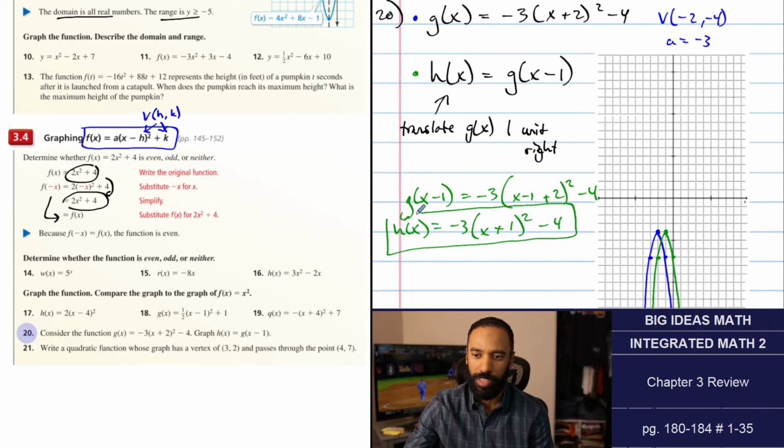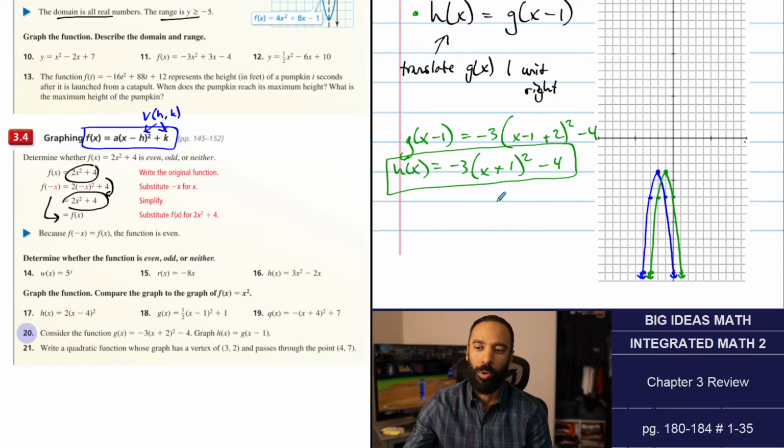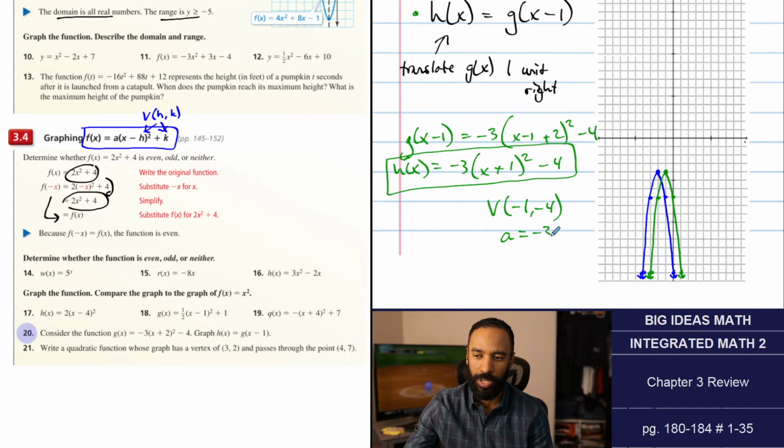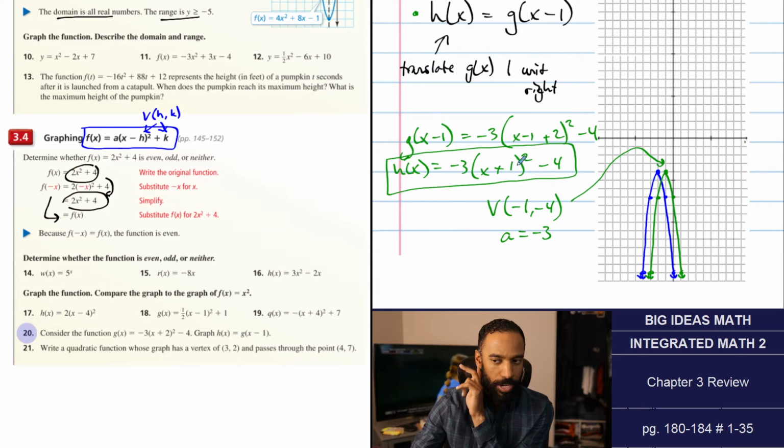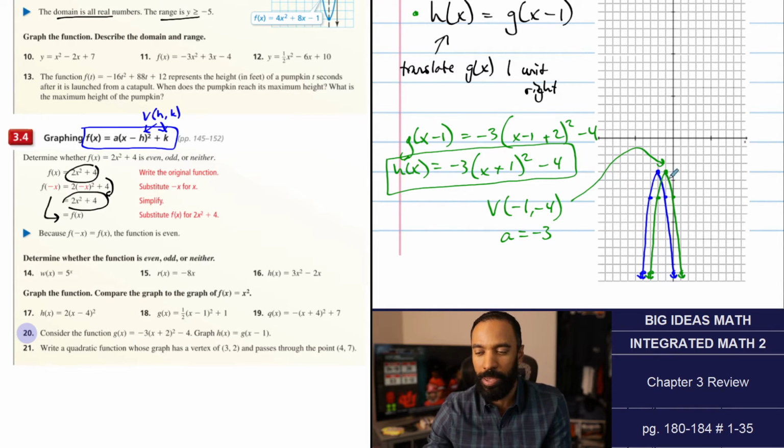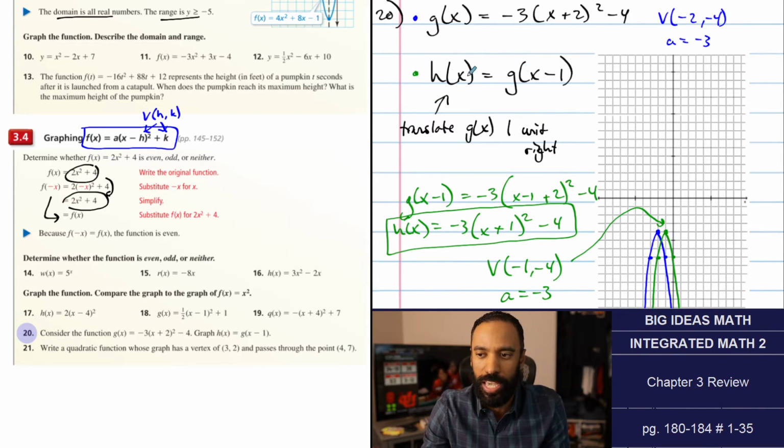Now here's another version of the equation. What do you see? What we see is the vertex is at negative 1, negative 4. The a value is still negative 3. Is this vertex at negative 1, negative 4? Yes. So could I have manipulated the equation to get this one and then grab that information? Yes. This one is just telling you, you take these things to the equation and do these to it.